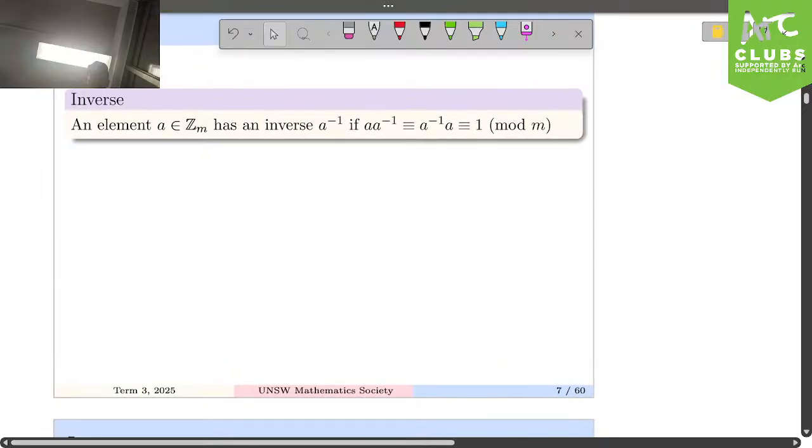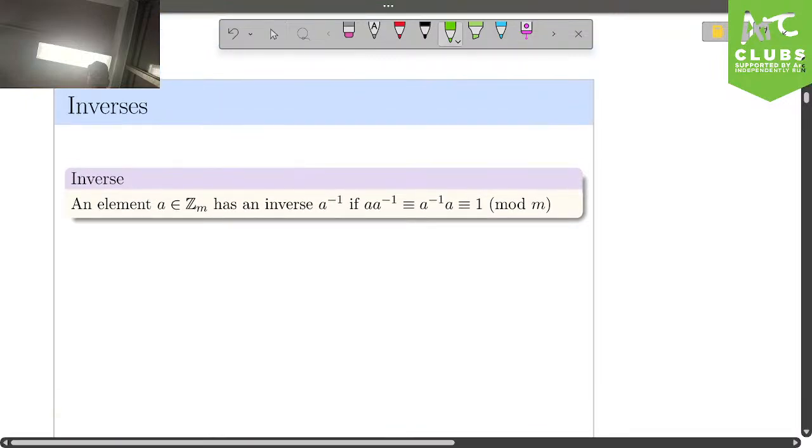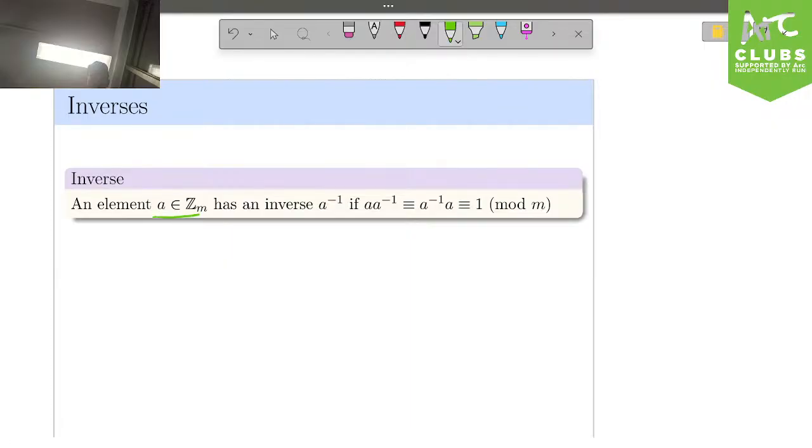Now, again, this is a definition part of the course, so there's going to be a lot of definitions. I'm sorry about that, but it's the nature of the beast. An inverse. Let A be an element of Zm. So Zm, remember, is going to be the set 0, 1, up to m minus 1. Some element A in here has an inverse if I can multiply it in Zm and get 1.